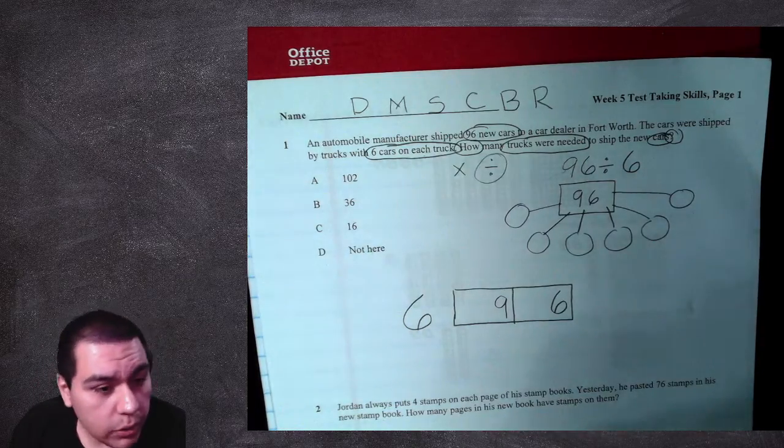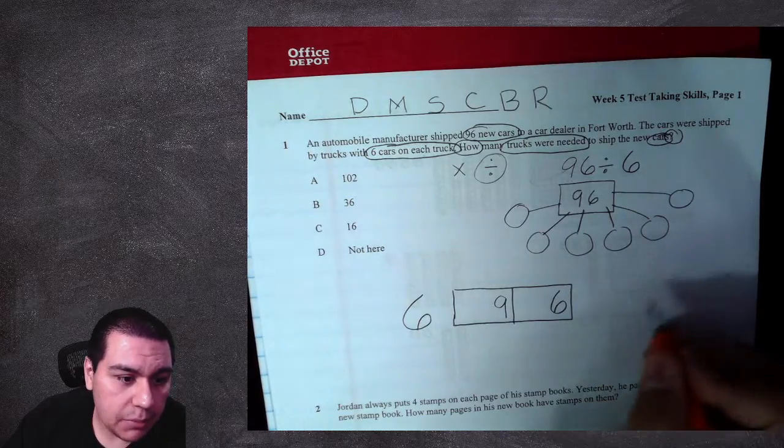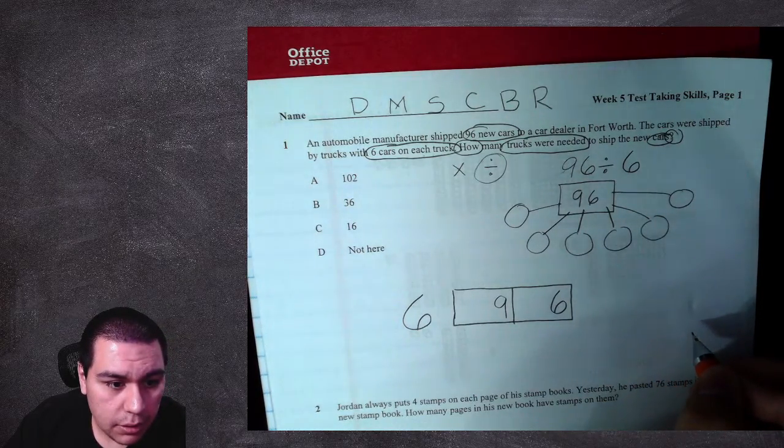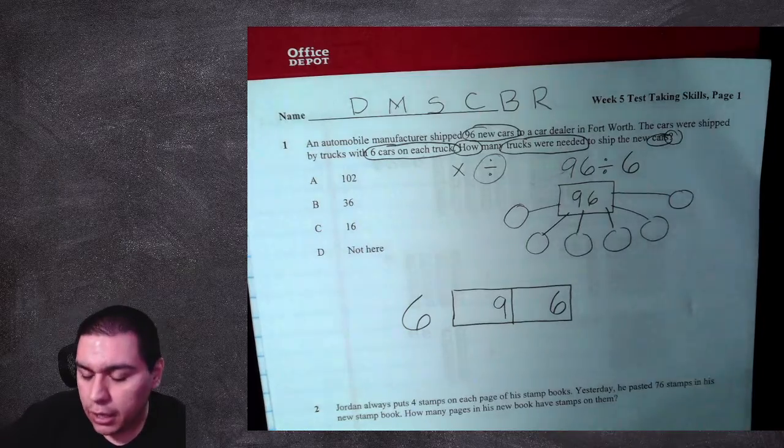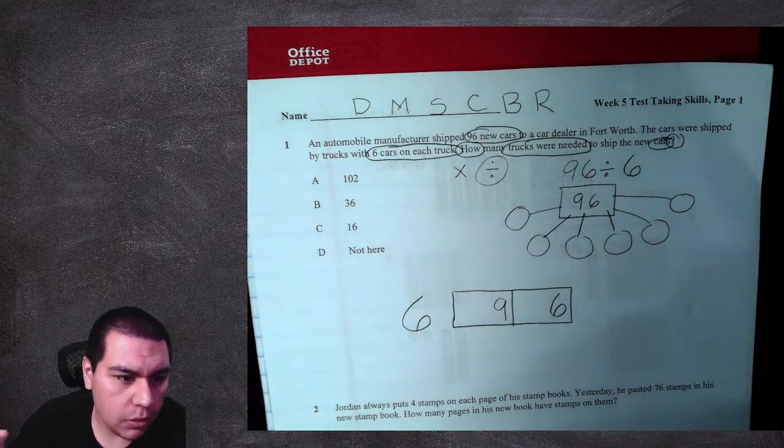Again, I always do this, it helps out. I'm going to write my 6 times tables here on the side. That way I can always double check how many groups I can make, how many pieces I can give away without going over.